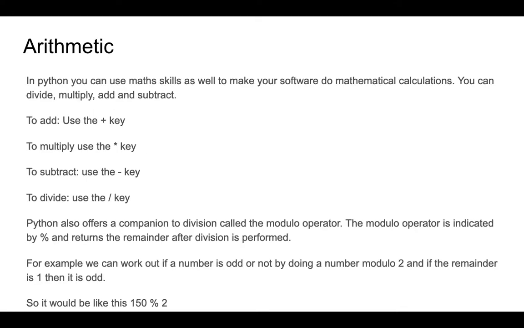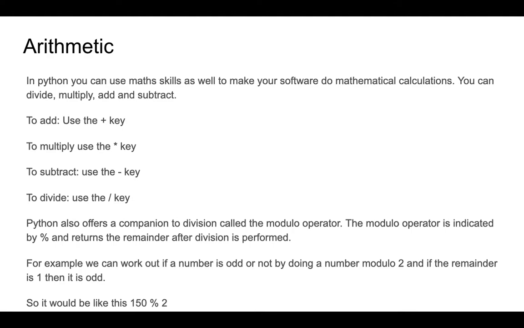So arithmetic. In Python you can use math skills to make your software do calculations. You can multiply, divide, add, and subtract. So it's all common sense. The add is the plus key, the multiply is the asterisk key, which is normally used to times things on computers. The subtract is the minus key, and the divide is the / key.